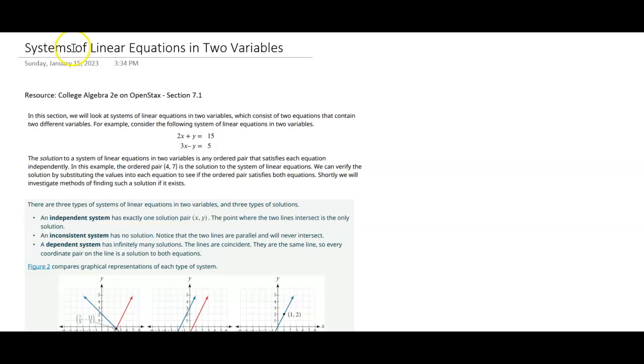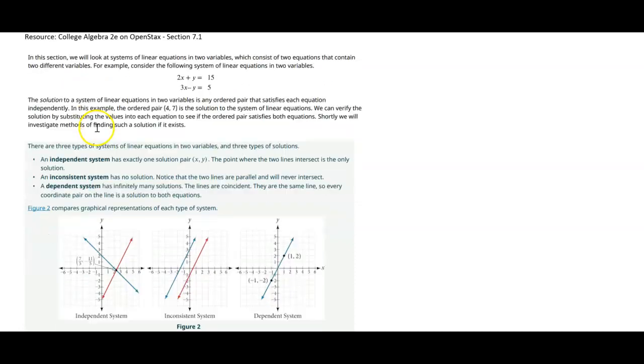All right, this video is going to be going over systems of linear equations with two variables. So systems of equations with two variables means that you have two equations with two different unknowns or two different variables. And a solution of that means that x and y both satisfy this condition.